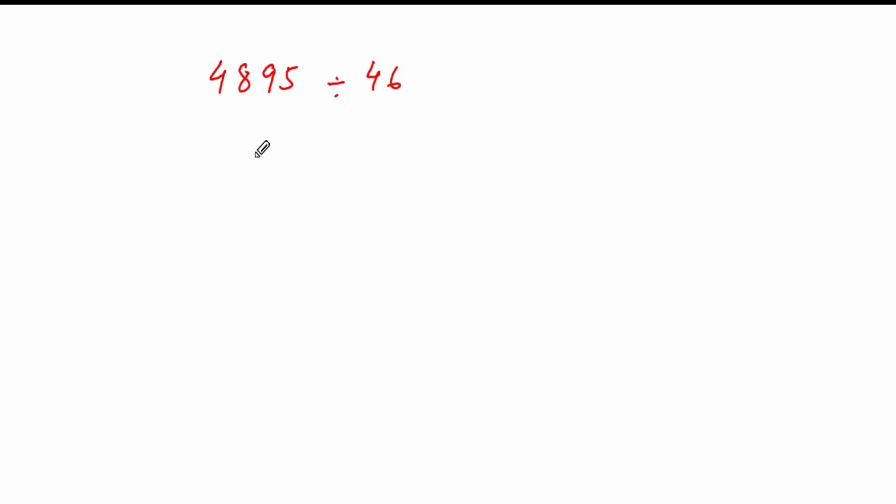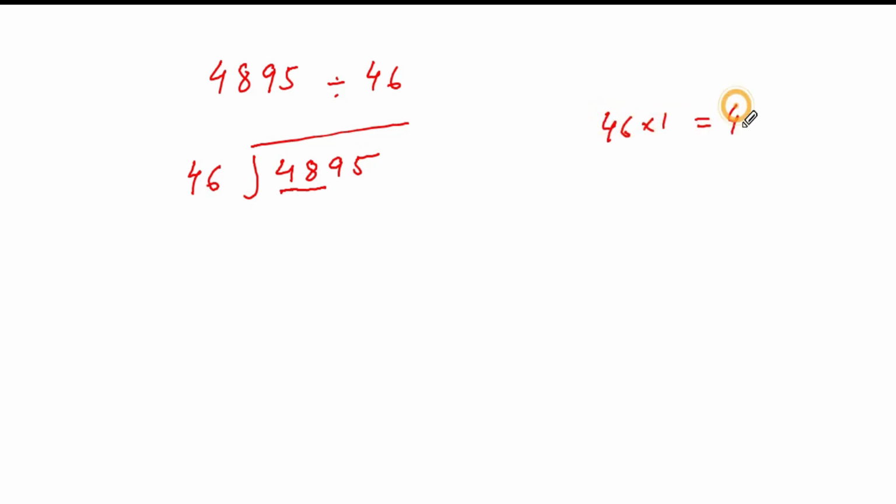So what we need to do again by our bus stop method, 4895 divided by 46. Look, we have to solve 48 first, and you need to find it in the times table of 46. So look here, 46 times 1 is 46, very near to 48. Understand? Because if you go to 46 times 2, your number is going to be far bigger than 48.